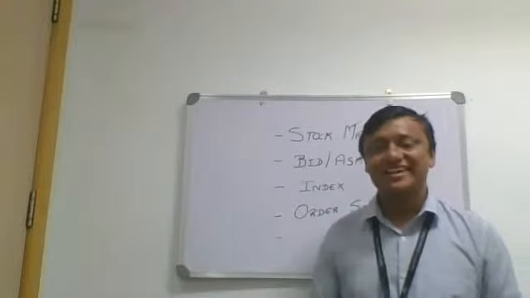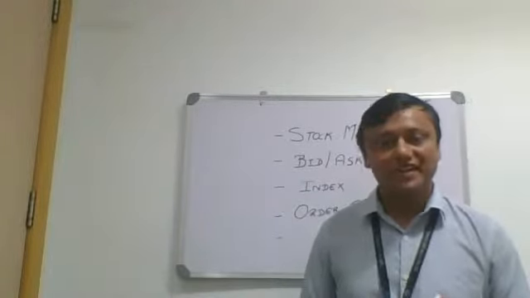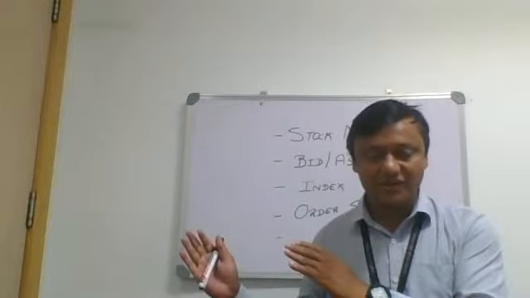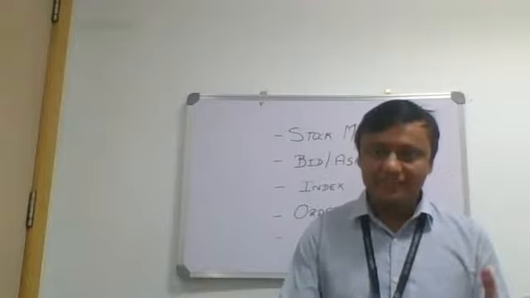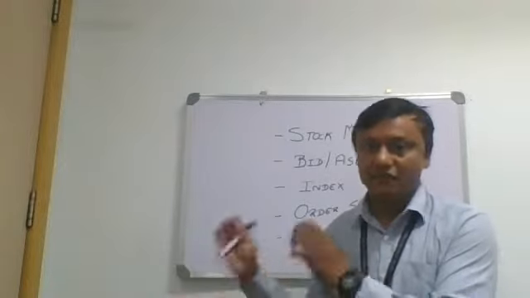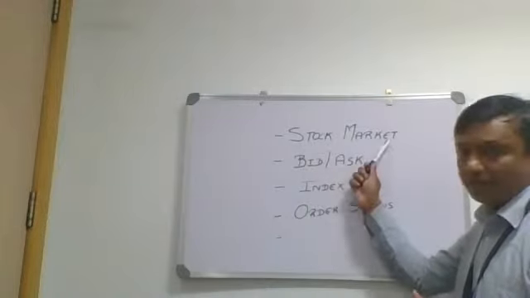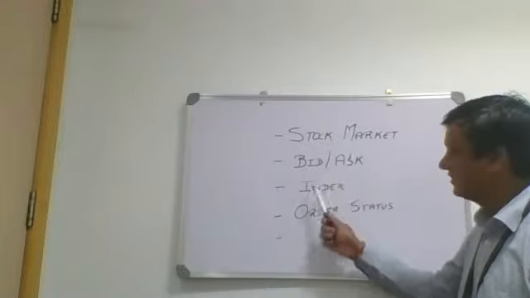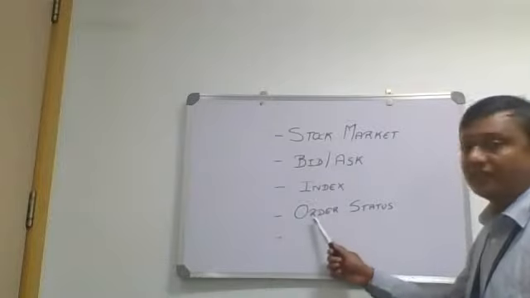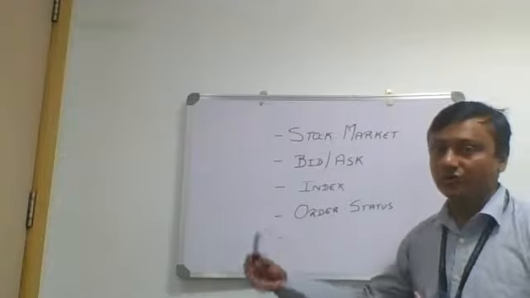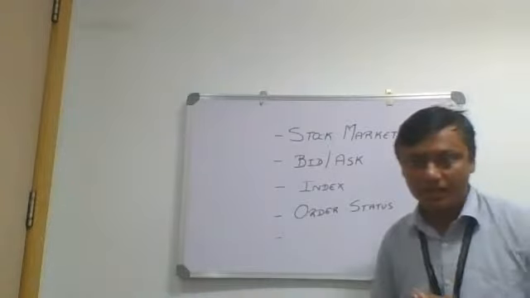Hello everyone. In our previous session, we covered the basics of capital markets. The capital markets consist of equities and debt. In today's session, we are planning to cover the basics of the stock market, what bid and ask are, what an index is, and the several order statuses an order goes through in an exchange.